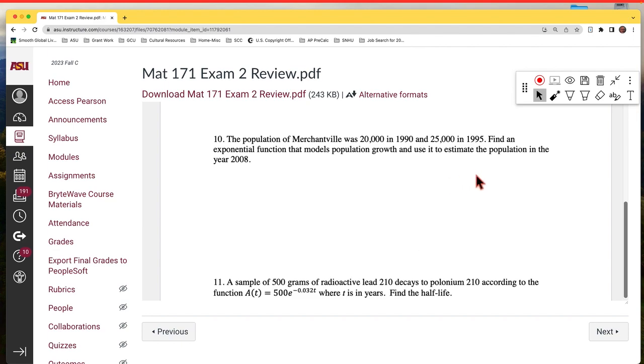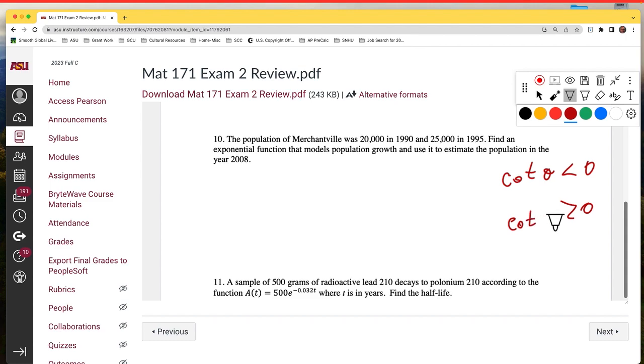So I'll just do it here. If we know that cotangent is less than 0 or greater than 0. Less than 0 means it's going to be negative, and greater than 0 means it's going to be positive. What you want to think is cotangent is x over y. The coordinates are x over y.